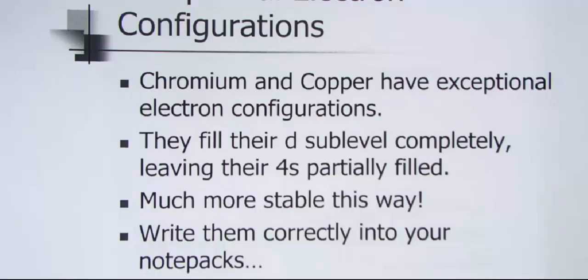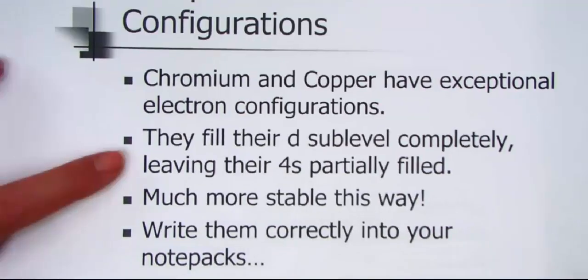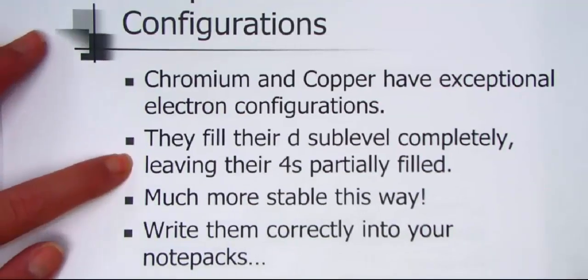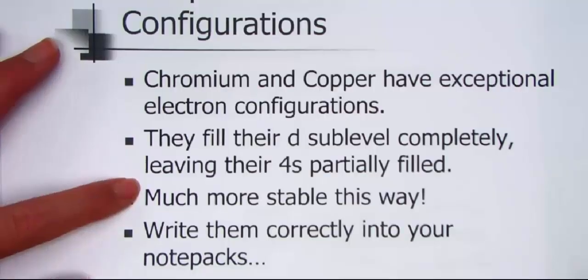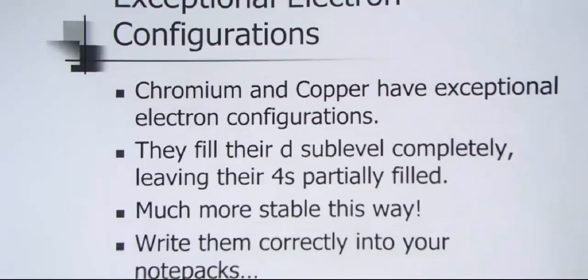Exceptional electron configurations of chromium and copper. In other words, they're going to be rule breakers. Let's take a peek at why they break the rule, filling their D sublevel and leaving their 4s partially filled. We'll write them into our note packs.